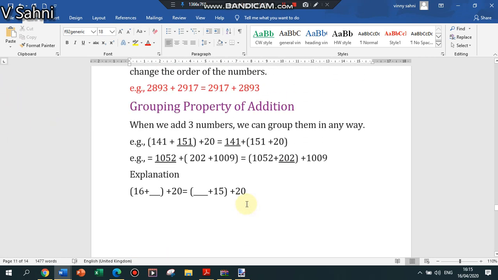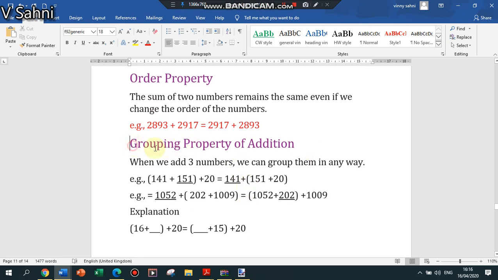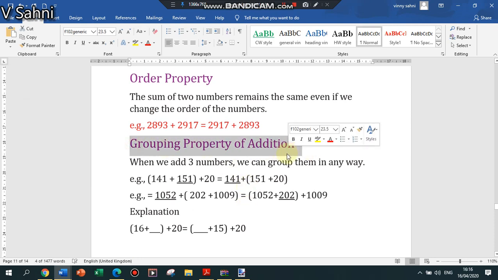Now let's look at the other property. The next property that I am going to teach you today is the grouping property. How can you identify the grouping property? The grouping property has three numbers and it will also always have a bracket. Whenever you see three numbers in addition and a bracket, it means the grouping property is being used. This will also come in the filling-the-blanks format. We will be giving you certain blanks and you have to fill them.